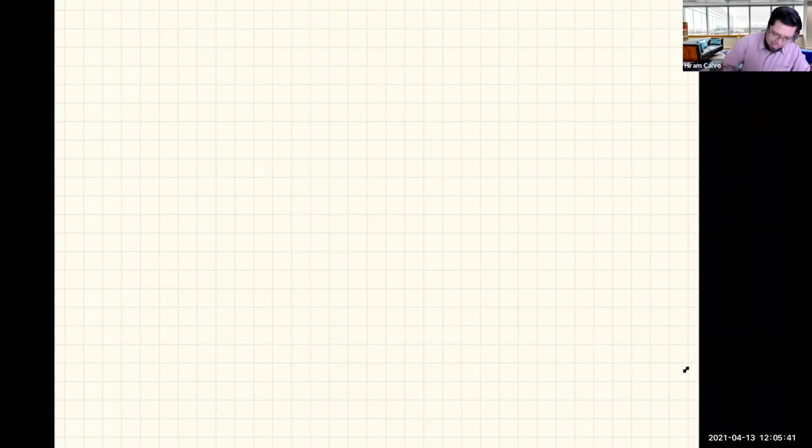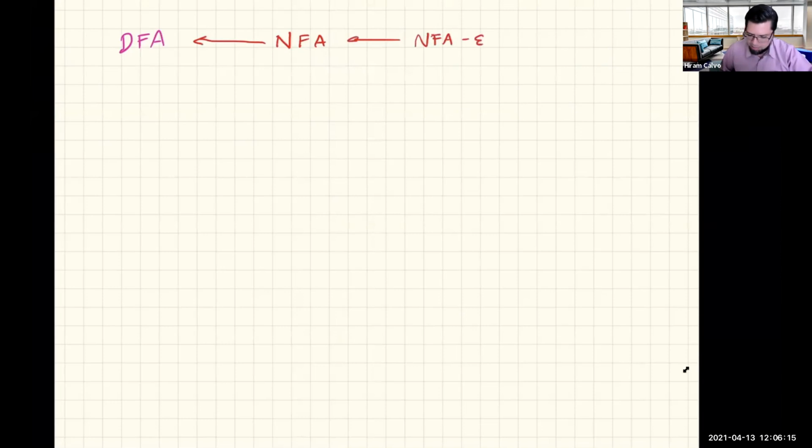So far, we have seen DFAs, deterministic finite automata, and we know also how to obtain a DFA out of a non-deterministic finite automaton, and usually we can always convert this to a DFA. And also we have seen that an NFA with epsilon transitions can be converted into an NFA without epsilon transitions.